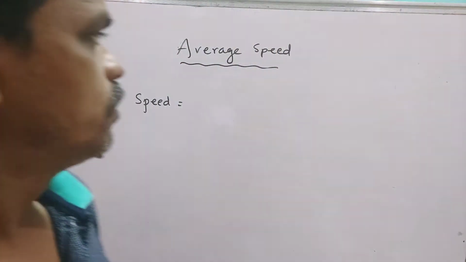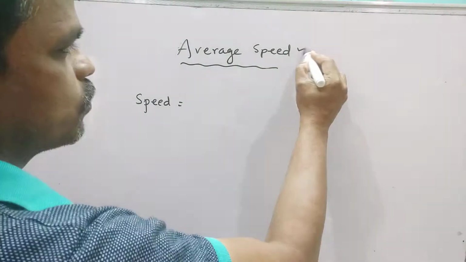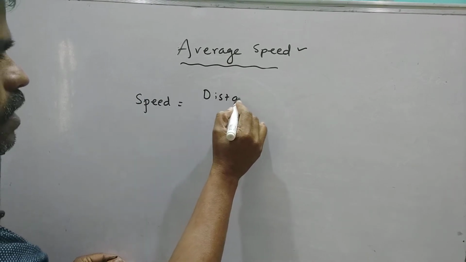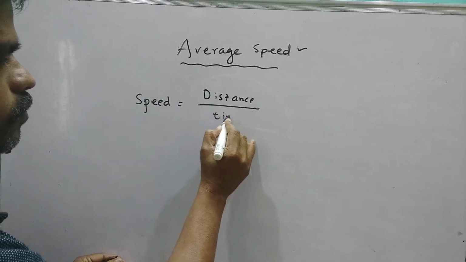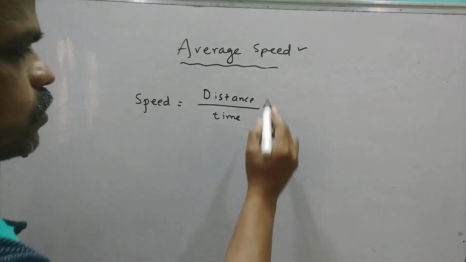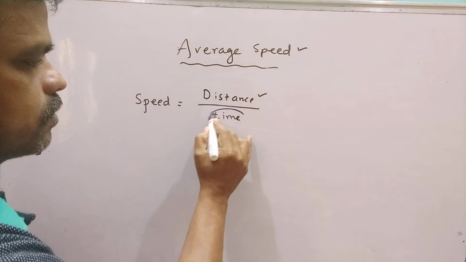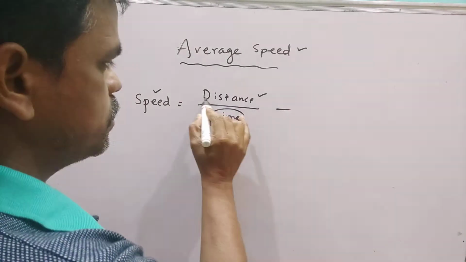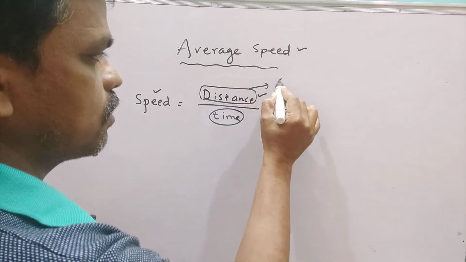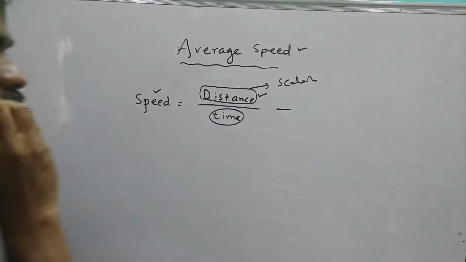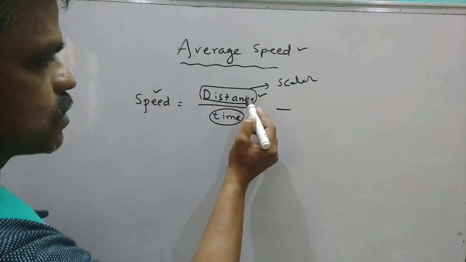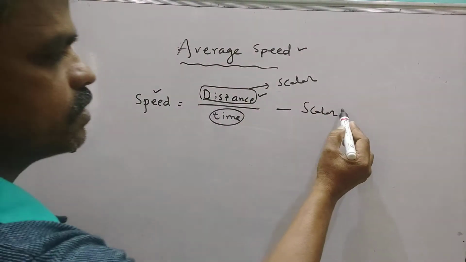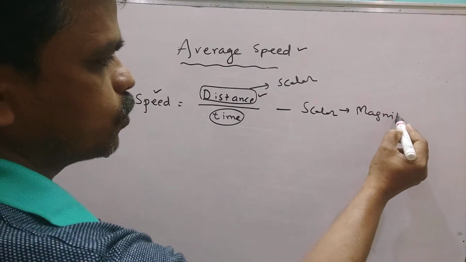Before going to average speed, I want to discuss what speed is. Speed is nothing but distance by time. How much distance you travel in a particular time, that is speed. Distance is a scalar, so scalar by time, so speed is also scalar. Scalar means it has only magnitude.